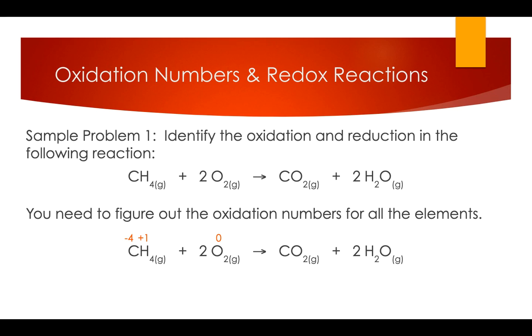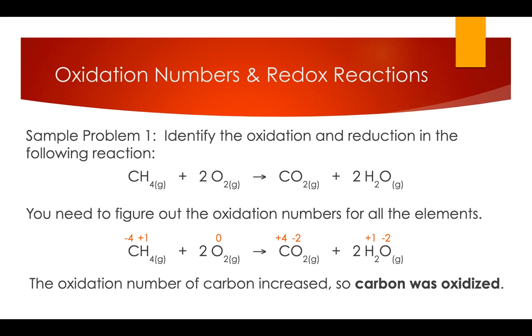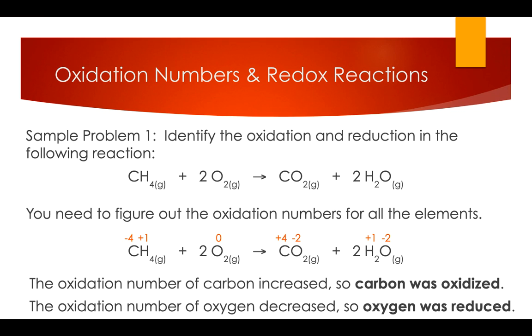So then in carbon dioxide, we know that oxygen is -2, and so overall the carbon dioxide has to equal 0, so that carbon must be a +4. And then in water, which we've looked at before, oxygen's a -2 and hydrogen's a +1. So now we compare the oxidation numbers. You'll notice that carbon on the reactant side has an oxidation number of -4, and then on the product side is +4. So the oxidation number of carbon has increased, so carbon was oxidized. The oxidation number for hydrogen didn't change. But if we look at oxygen, it has gone from a 0 to a -2. So the oxidation number of oxygen decreased, so oxygen was reduced.